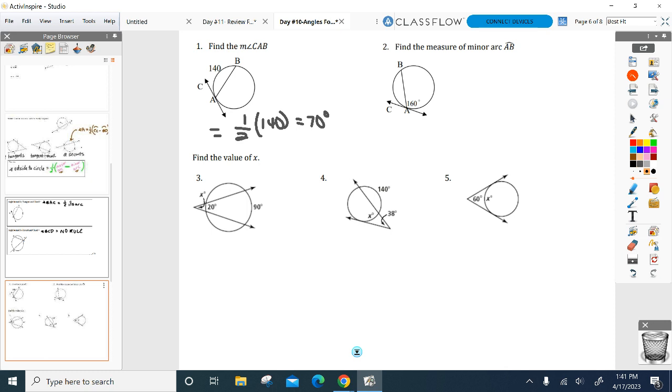Next up, number 2. Find minor arc AB. All right, so if that's 160, the next one's got to be 20.